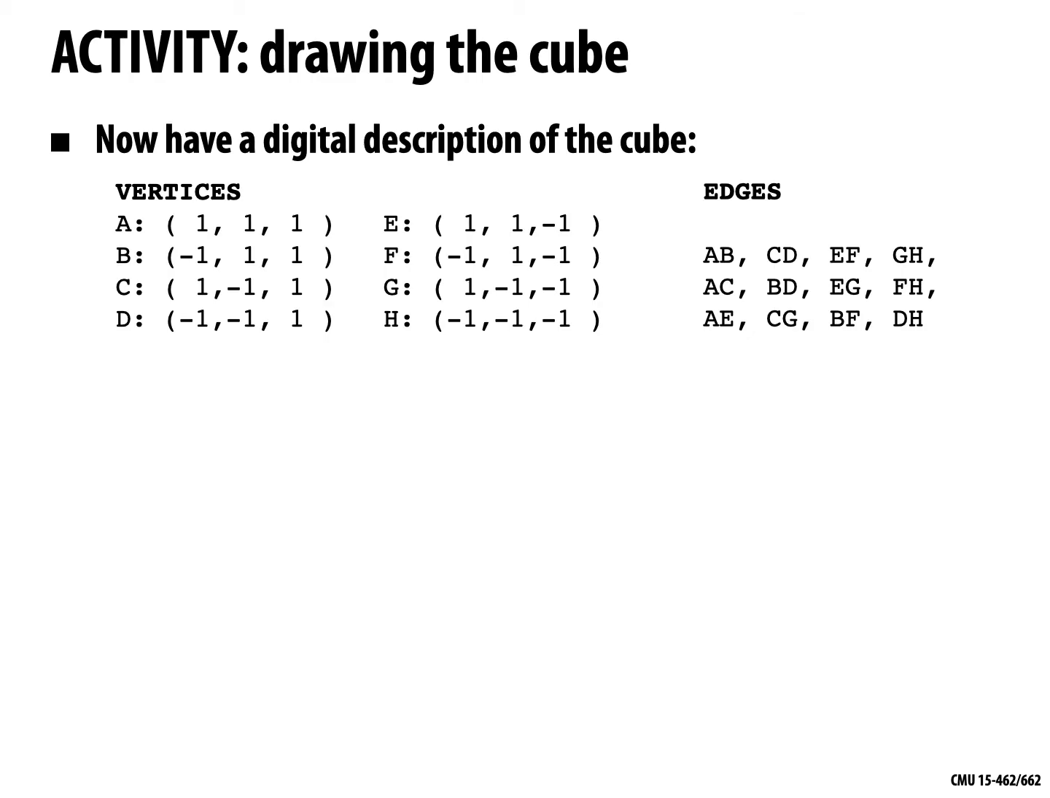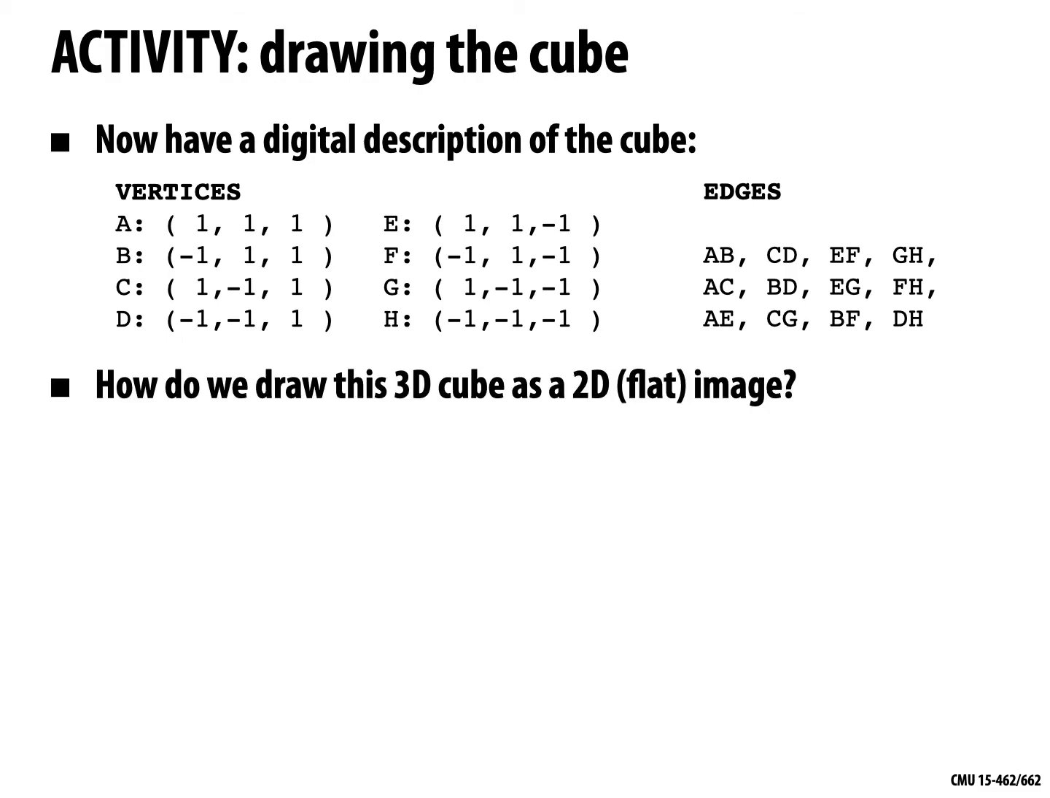It was a little bit of a pain, right? We probably in general don't want to describe our models this way. And later on in the semester, we'll see how to build tools that give us a lot more ability to easily design and model three-dimensional objects. But for now, we have a reasonable digital description of our cube. So the next question is, how do we draw this cube as a flat 2D image? How do we render it?